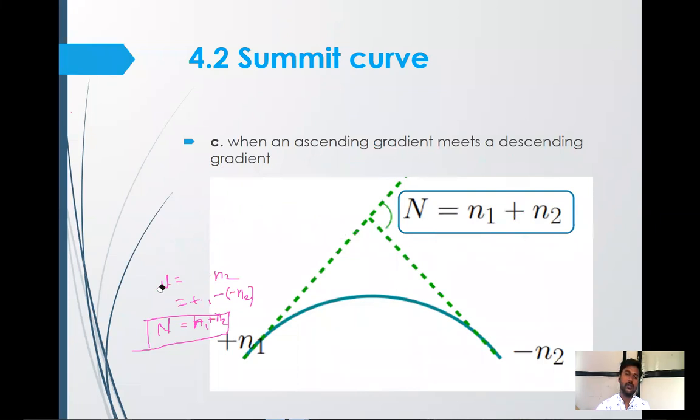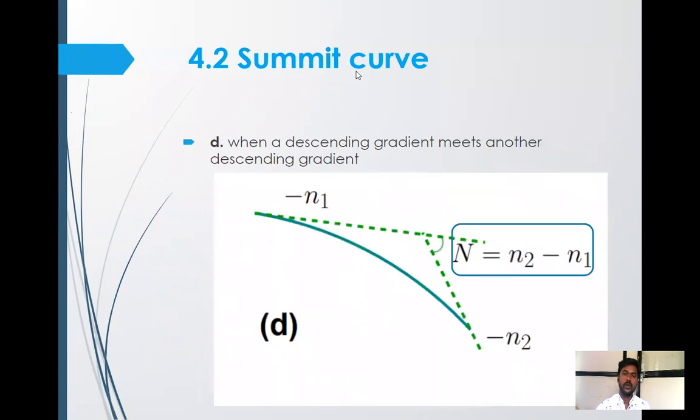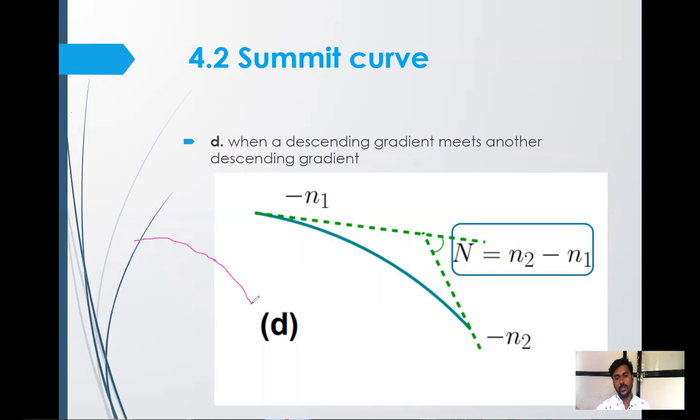Now you see the last condition, the fourth one, when a descending gradient meets another descending gradient. So see here, first is the descending gradient and the other also is descending. Means first is minus n1 and second is minus n2. So what is our formula for calculating deviation angle? Deviation angle N is equal to n1 minus n2, algebraic difference. Here what is n1? It is minus n1.